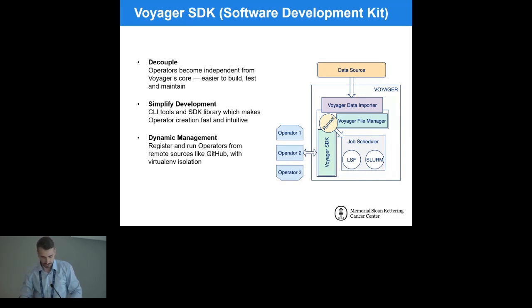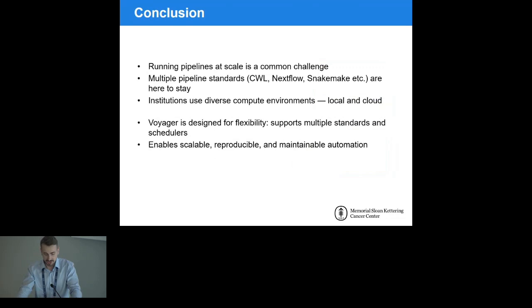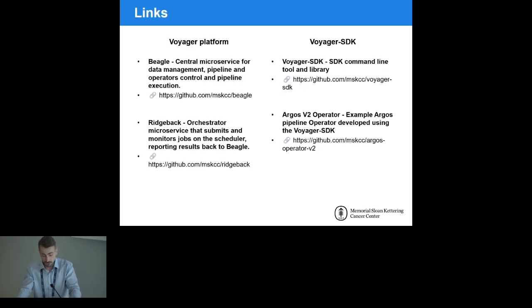Running pipelines at scale is a common challenge within many institutions. There will always be multiple pipeline standards: CWL, Nextflow, Snakemake, and so on. And all institutions use diverse compute environments, local and cloud. So we designed Voyager to be flexible, support multiple standards and schedulers, and enable scalable, reproducible, and maintainable automation.